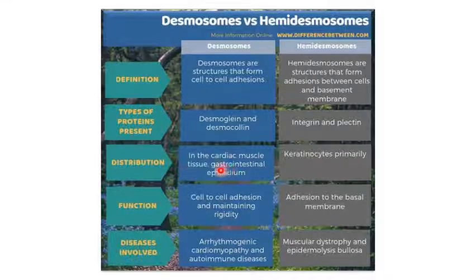Distribution: desmosome is distributed in cardiac muscles, and hemidesmosome is distributed in keratinocytes. And the function is cell to cell adhesion, and here cell to basal lamina adhesion. The disease involved when there is any problem with the desmosomes is autoimmune diseases. In case of hemidesmosome, the disease involved is muscular dystrophy.